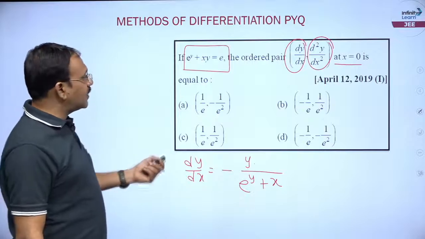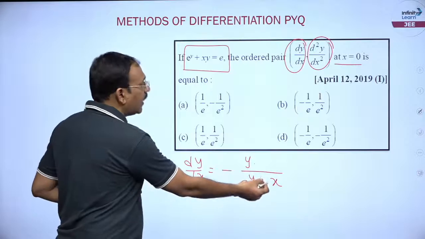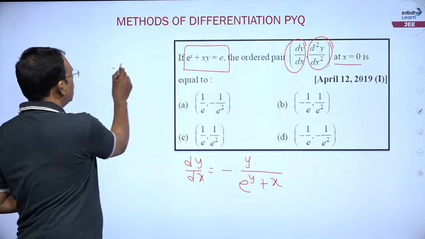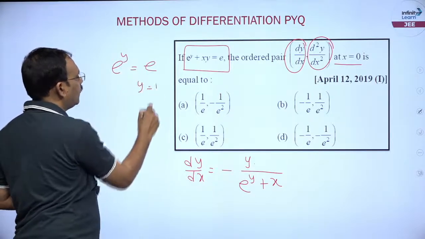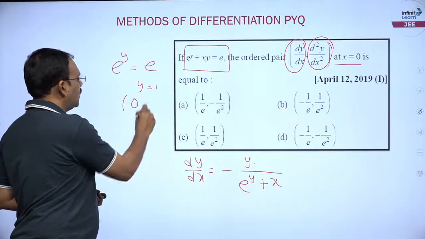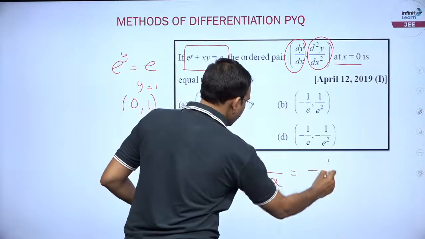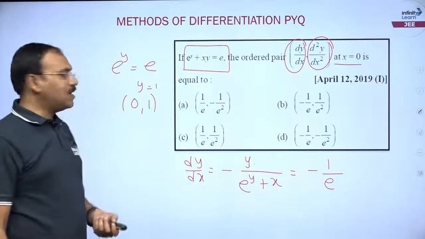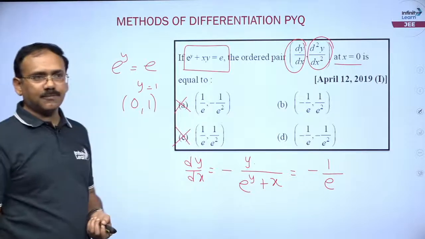What about dy by dx at x is equal to 0? If you substitute x is equal to 0, what about y? When x is 0, e power y is equal to e, so y must be 1, dear friend. That means when x is 0, y is 1, you substitute here, you are going to get minus 1 by e. Minus 1 by e is the first derivative, so these two options are ruled out, right.